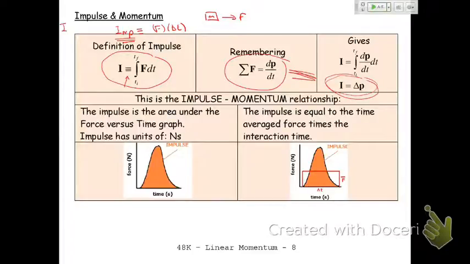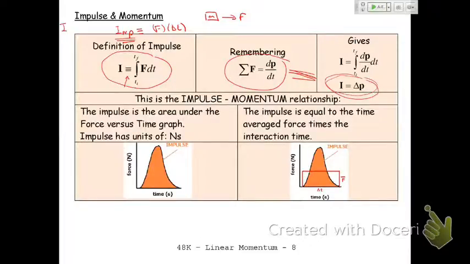So this is the impulse momentum relationship, or impulse momentum theorem. If you have an impulse, that is a force times a time, then you have a change in momentum. It's got to be. You can't really apply a force for no time, otherwise who cares? So whenever you apply a force, you're going to get a change in momentum.